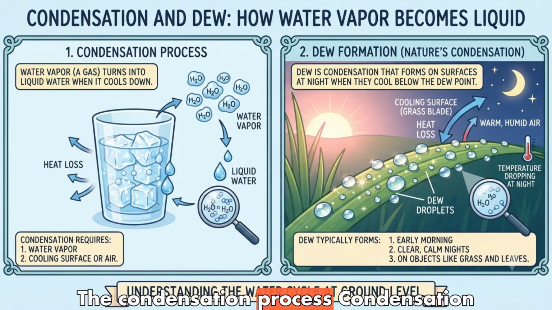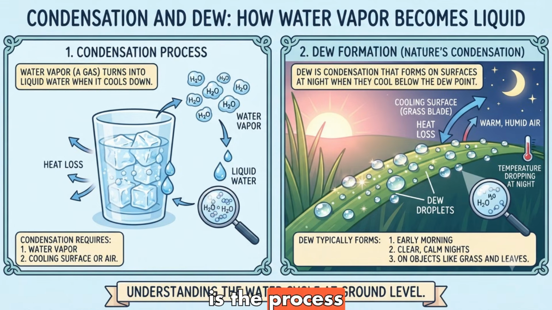1. The condensation process. Condensation is the process where water vapor, a gas, turns back into liquid water when it cools down. Requirements. For condensation to occur, you need both water vapor in the air and a cooling surface or cooling air. Visual example. A classic example is the exterior of a cold glass. As the air near the glass loses heat, the water vapor in the air condenses onto the glass surface.